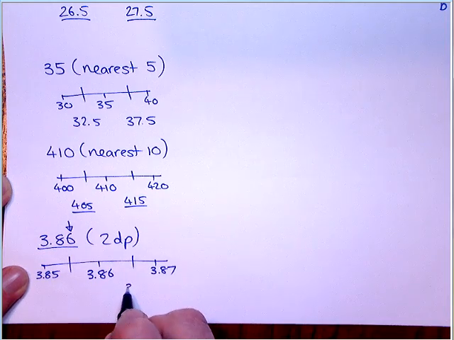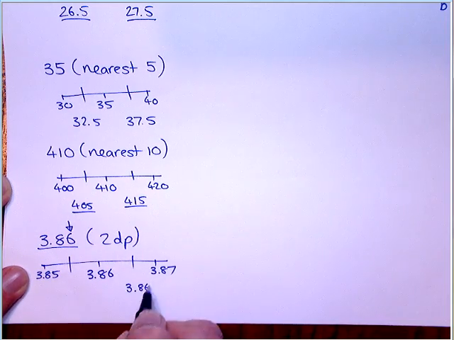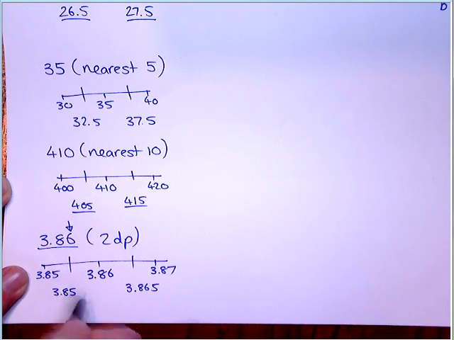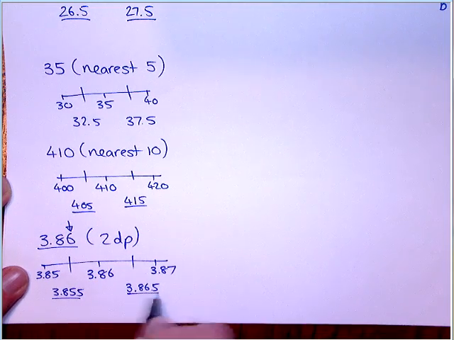So this one, upper bound, is 3.865, and it's always a 5 because it's always halfway. So it's 3.855, halfway is another 5. There we have it. So that's the lower bound and the upper bound.